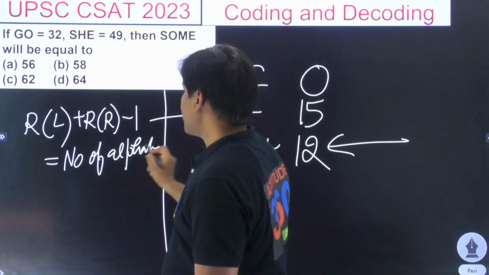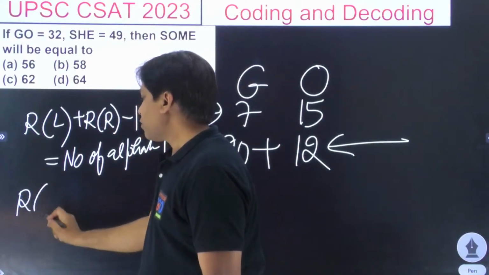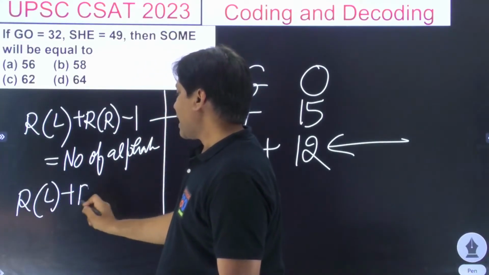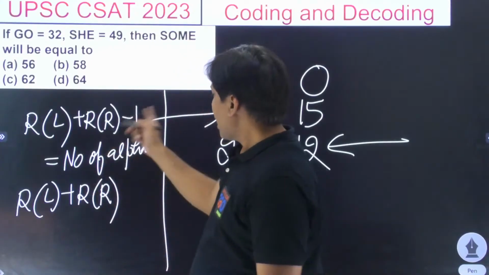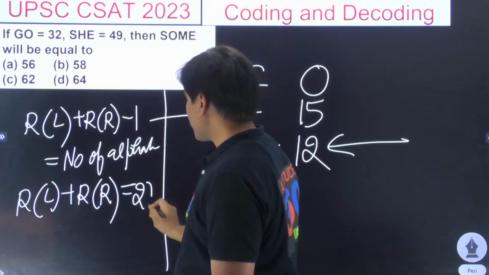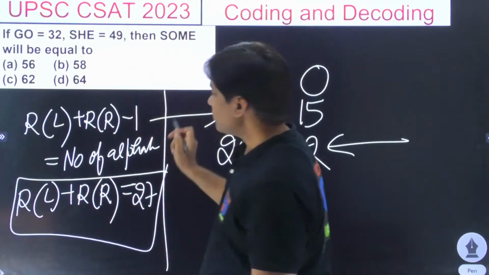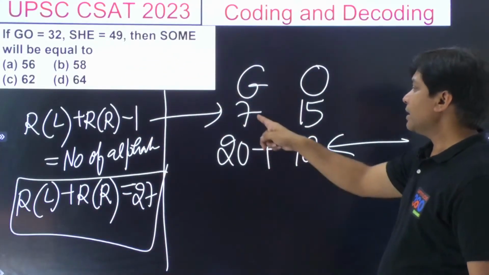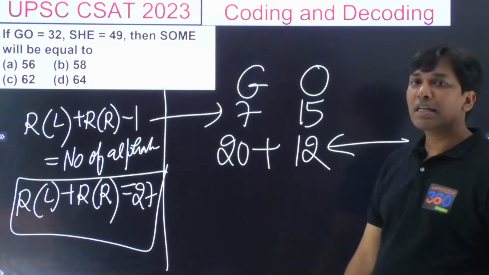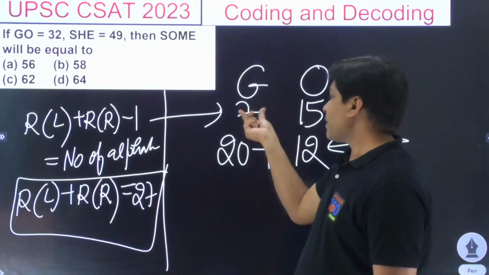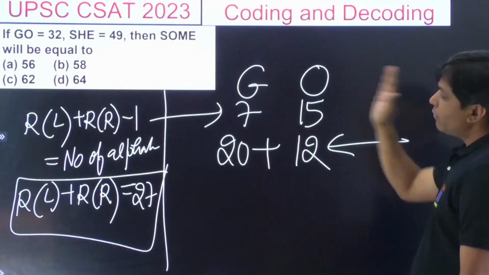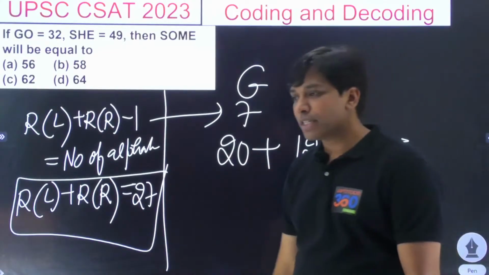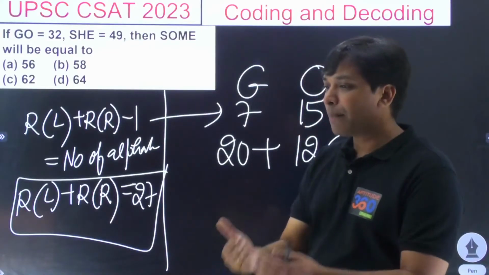So what we can say? Rank from left plus rank from right is equal to how many alphabets do we have? 26, and 1 goes on this side, it becomes 27. So I know that rank from left is 7. So 27 minus 7, 20th is from the right end. If it is 15th, from this end it is going to be 12th. Did you understand this?